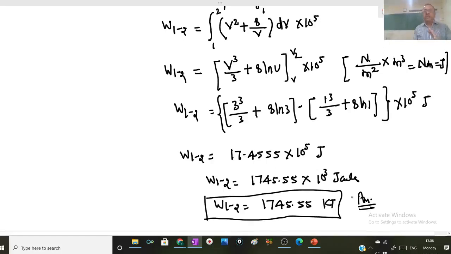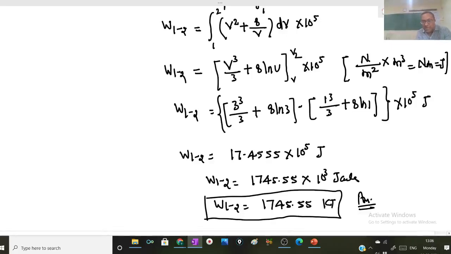So logic is what? I know it is a non-flow process. Work done can be calculated by the general expression W is equal to integration of PdV. I have been given the relationship between pressure and volume. I put it with correct units. I solved it. I got the answer.